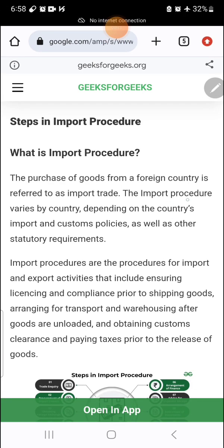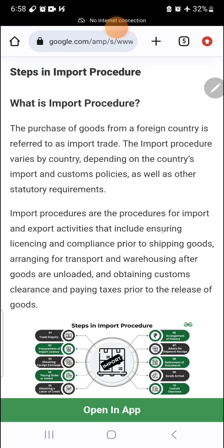The purchase of goods from a foreign country is referred to as import trade. The import procedure varies by country, depending on the country's import and customs policies, as well as other statutory requirements.